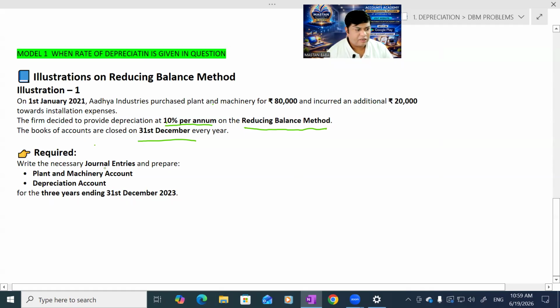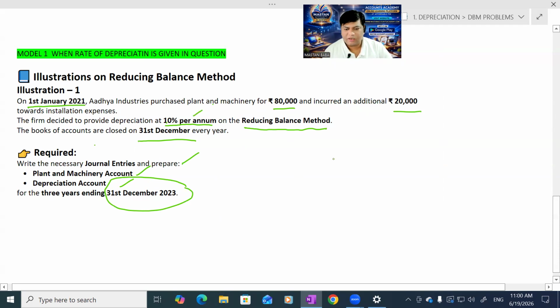And what are they asking? They are asking to write journal entries and prepare the plant and machinery account and depreciation account for the year ended 31st December 2023. So, dear students, first of all, we'll highlight the key points here. The value of the machinery purchase is 80,000 plus 20,000, which comes to 1 lakh. So the plant and machinery value is 1 lakh. The date of purchase is 1st January 2021, and the rate of depreciation is 10%.